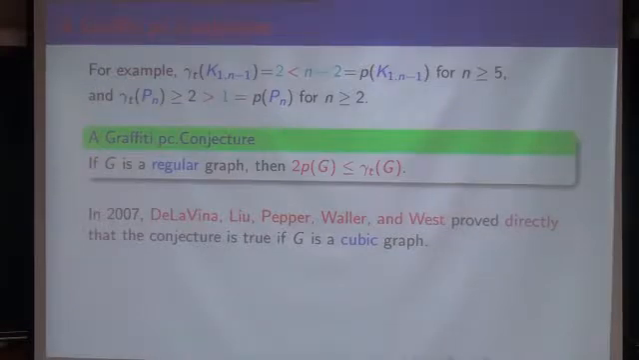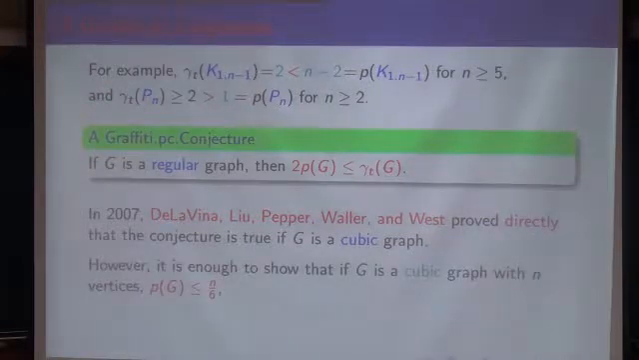Okay? But there is another way to prove this. We only need to show that the path cover number is at most n over 6 if G is a cubic graph with n vertices, because the total dimension number of a cubic graph is at least n over 3.